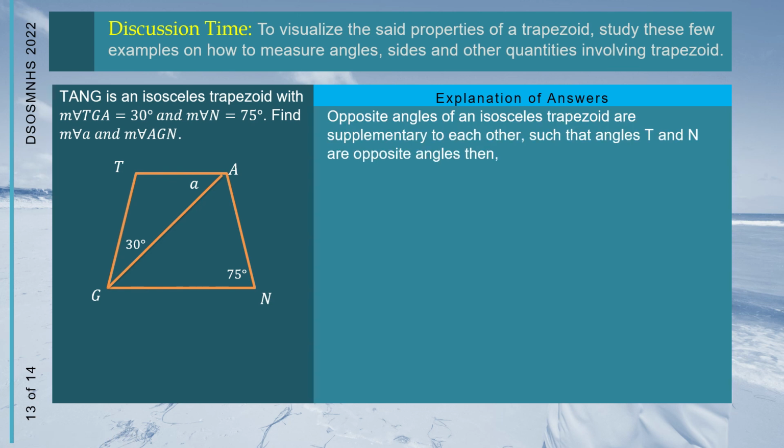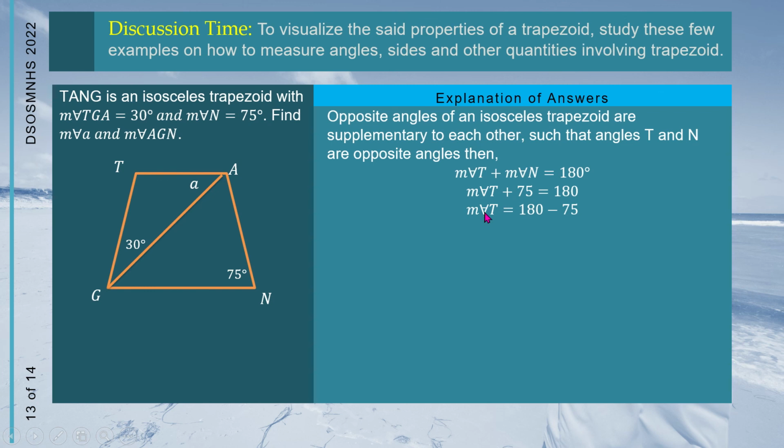Relax. Opposite angles of an isosceles trapezoid are supplementary to each other such that angles T and N, angle T and angle N are opposite angles. Then measure of angle T plus measure of angle N is equal to 180. Ang atbang, angle T, angle N, i-add na sila, 180 na sila. Angle T is missing, plus measure of angle N, which is 75, equal to 180.